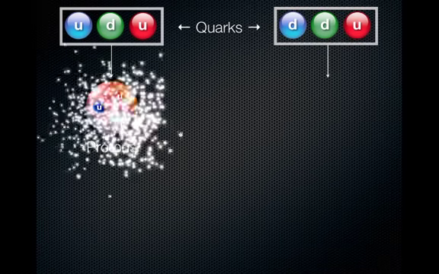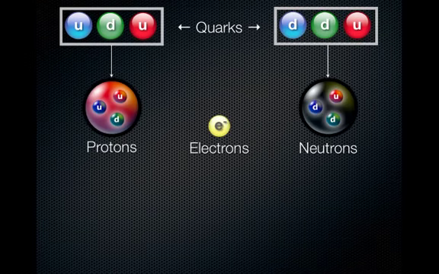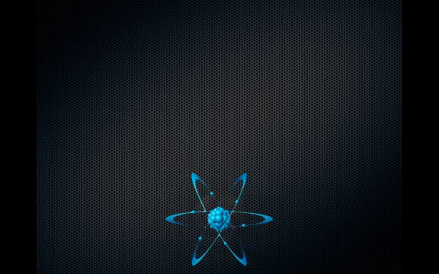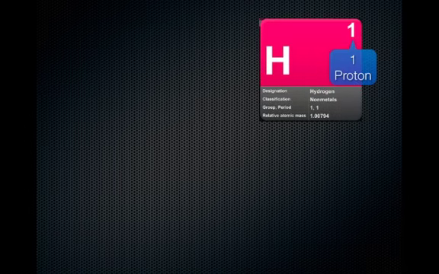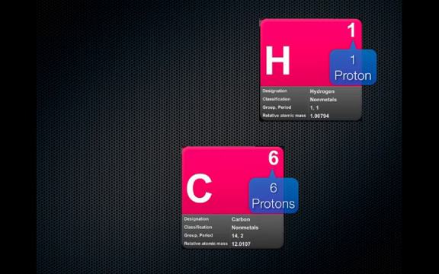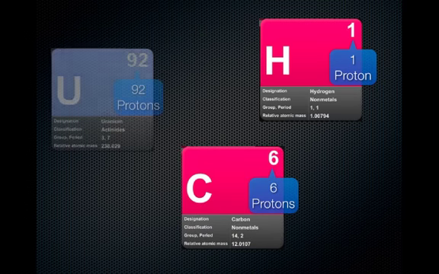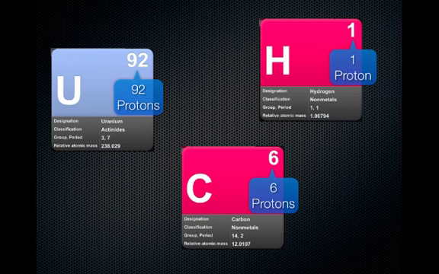As mentioned in the clip, these quarks make up protons and neutrons. These protons and neutrons, along with electrons, make up atoms, which are the smallest particles of elements. Elements are atoms that have the same number of protons in the nucleus. This number of protons in the nucleus is called atomic number. Like 1 for hydrogen with 1 proton, 6 for carbon with 6 protons, and 92 for uranium with 92 protons.